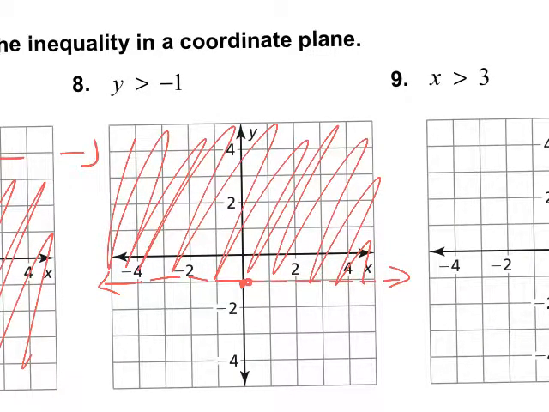So y equals -1. That's -1 on the y-axis, a horizontal line opposite the y-axis. It is a dotted line. It says y is greater, so I'm going up above. Any questions on 8?